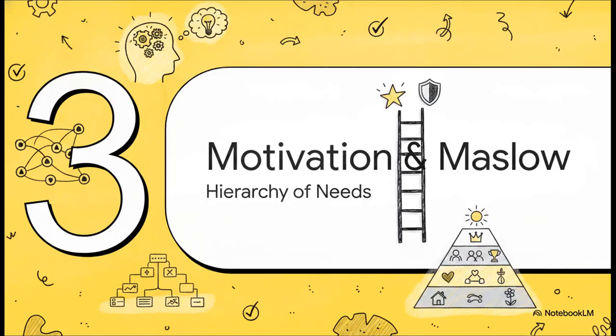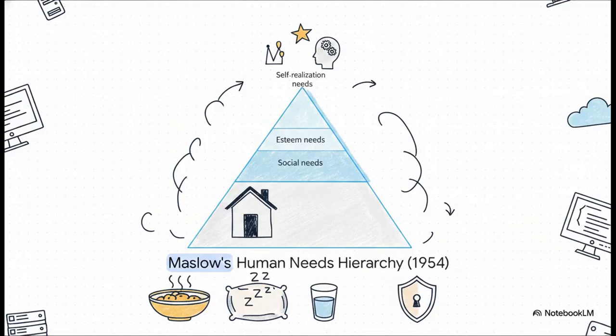Okay, Section 3, Motivation and Maslow's Hierarchy. Let's shift gears. Now that we've got the manager's baseline behavior sorted, we need to talk about personal motivation. Because to organize a work environment for maximum effectiveness, you actually have to understand what drives human beings. And this brings us to Maslow's hierarchy of needs, a classic psychological model from 1954.